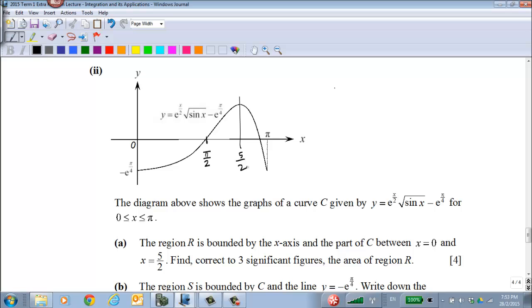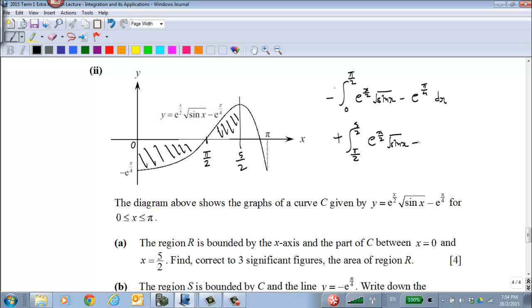Okay, hence the problem with this question is that I have one piece of area below, one piece of area on top, and therefore the area should look something like this. Okay, this is the curve itself, dx, and then I have to take from 0 to pi over 2, and because this is the area below the x-axis, I have to add a minus sign to it, and then pi over 2 to 5 over 2, x over 2 square root sine x minus e pi over 4 dx. And then again, because it's correct to 3 significant figures, you can just use your GC to solve this.